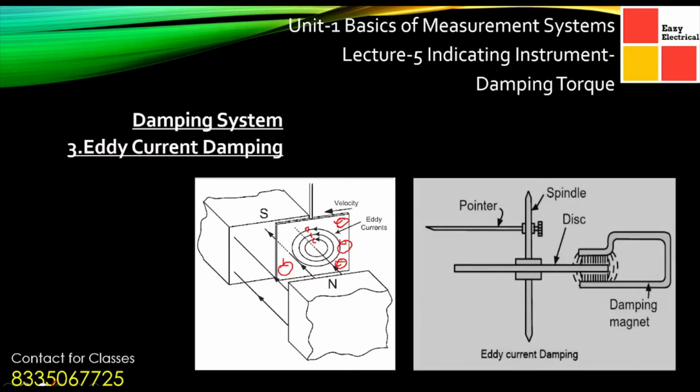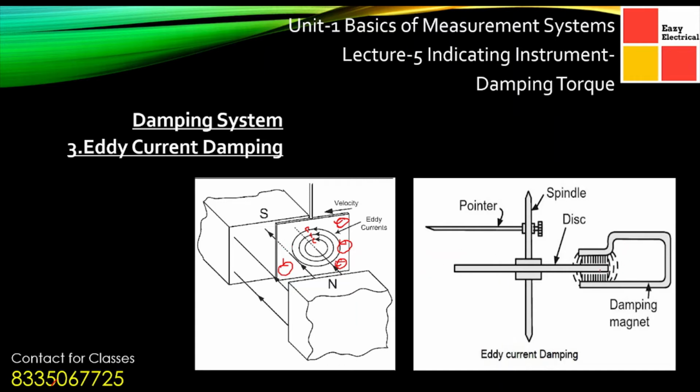Now to give you a small idea, this is the typical arrangement of an eddy current damping. Here you can see the pointer, here you can see the disc which is getting rotated, and this is the damping magnet that we are using. Basically the disc rotates with respect to the current flow, and the disc rotation determines the pointer. As the disc rotates, the final damping is provided by this magnet. Now how is it providing the damping?